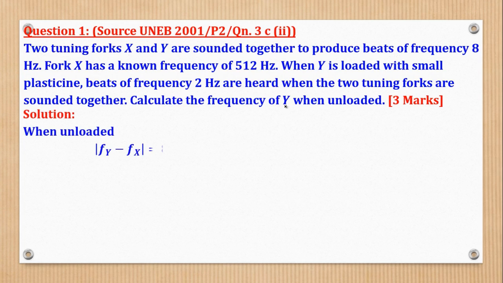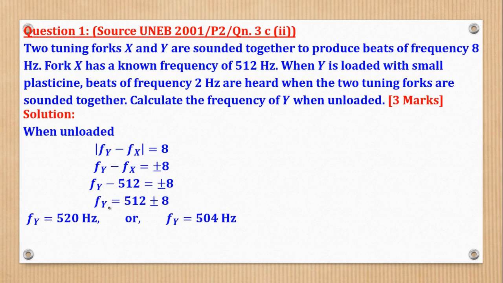So when unloaded, the beat frequency, remember we don't know, it can be Fx minus Fy or Fy minus Fx. Now because we don't know, we shall put a magnitude there. So this magnitude will be equal to 8. When you remove the magnitude, it becomes plus or minus 8. So that means that when I take this one this side, substitute and take it this side to come up with that, I'm going to get two values of which one is correct, one is not correct. But how do you test? You test using this part of loading. So this was when unloaded.